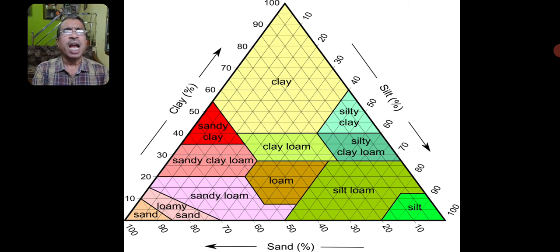If I take sandy clay, it contains about 35 to 40% sand and around 60% clay. That's why it is called sandy clay: less percentage of sand, more percentage of clay. This is how this triangle helps us know the percentage of clay, silt and sand present in different types of soils.